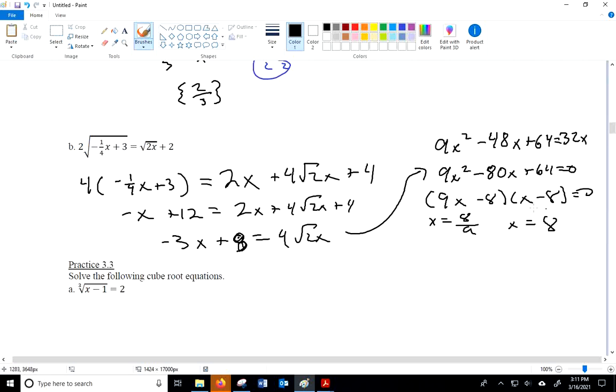And this 8 does not work. If you plug it in here, you'll see that it's a negative 2 plus 3. Square root of 1 is 1, times 2 is 2. That's not what you get over here because you get 6. So the 8 doesn't work, but I'll leave you to confirm that the 8/9 does. A little bit tricky fraction stuff, but we went over that earlier.